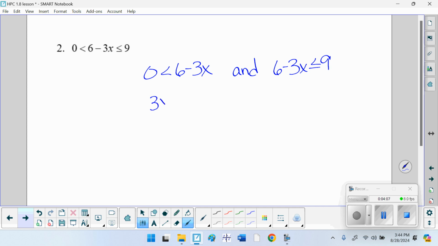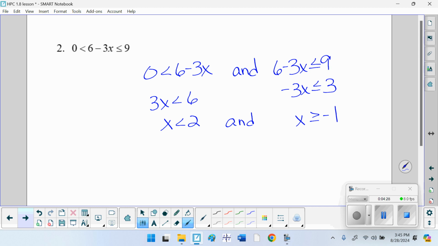I'm going to add 3 to both sides. I'm going to divide by 3. The next one, I'm going to subtract 6 and divide by a negative 3. So I'm going to reverse my sign. And there's my solution set.